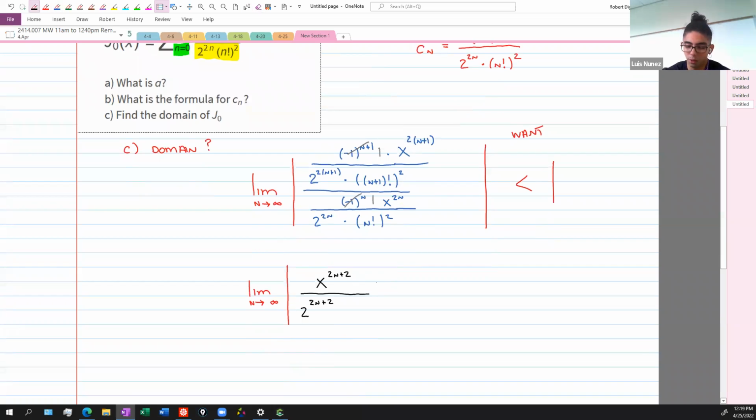Professor, when we do L'Hopital's for the limit and we have an X variable, do we still use L'Hopital's for the X variable? You will ignore anything that has X in it because the X doesn't have an N. So you're only looking at things that have N.